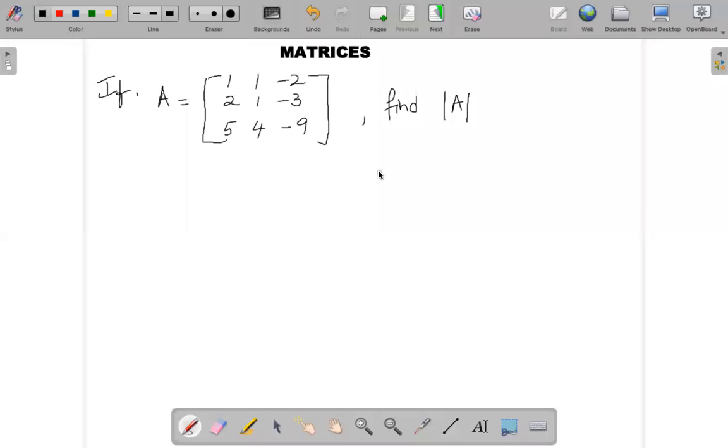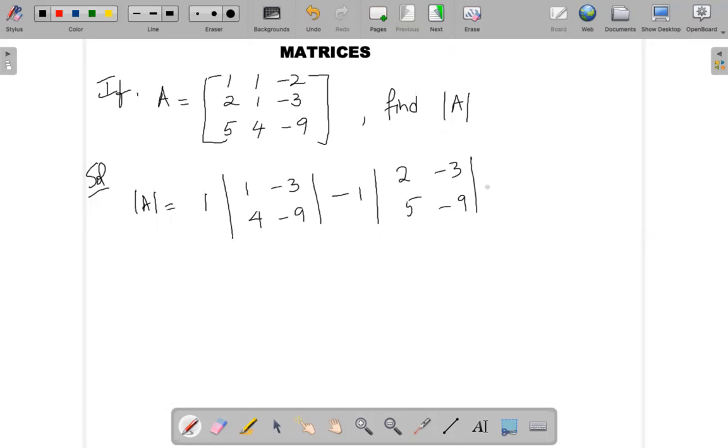Let us solve this. So we have to find the determinant of the matrix of the form 3 by 3. And minus 2 row. Please take that. So it will be 2 minus 3, 5 minus 9. This is minus 2.